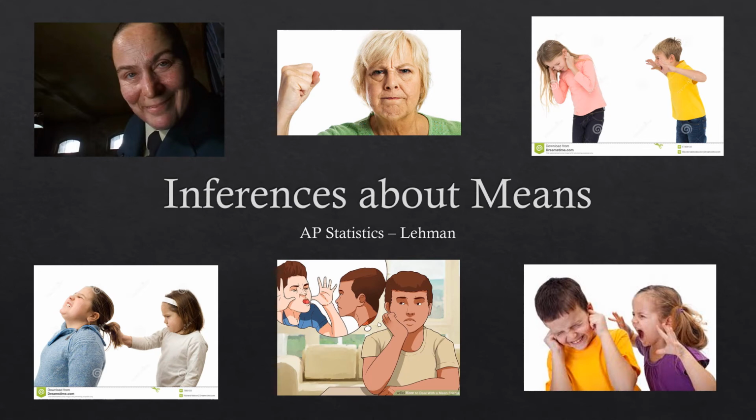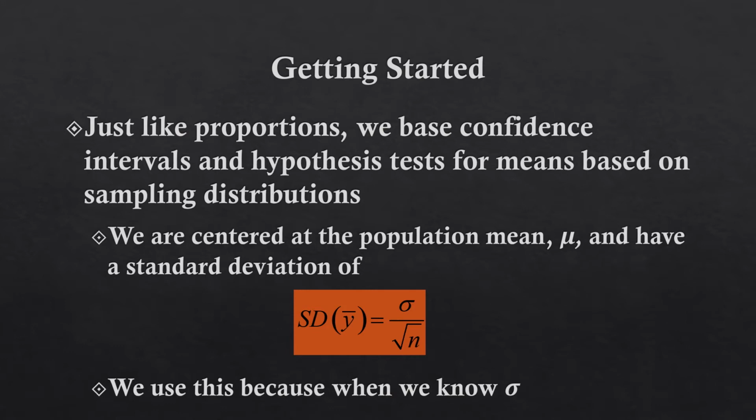Hi everyone. Instead of talking about inference for proportions, such as confidence intervals or hypothesis testing, Chapter 22 and this unit have to do with inferences about means or averages. Just like when we were talking about proportions, we also have confidence intervals and hypothesis tests for means based on sampling distributions or a single sample. And we're going to be centered at our population mean, which is mu. So if we found the true average of the population, that value is called mu.